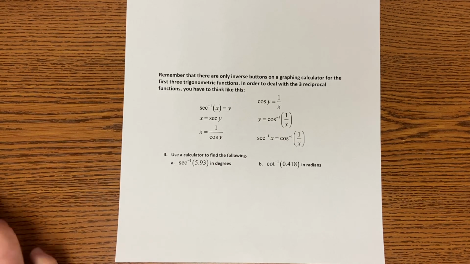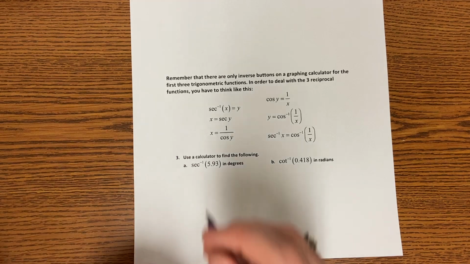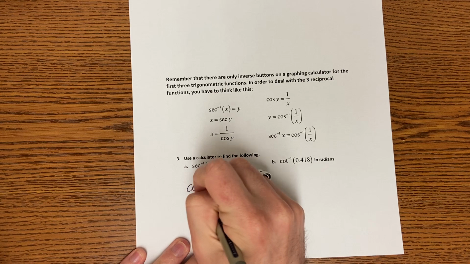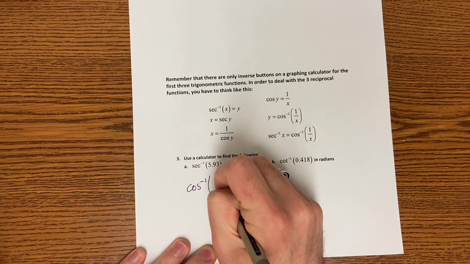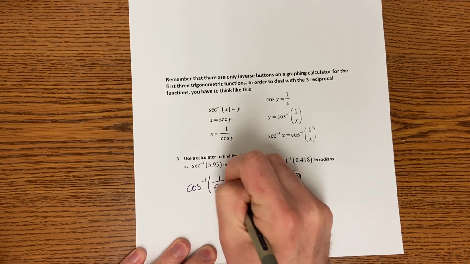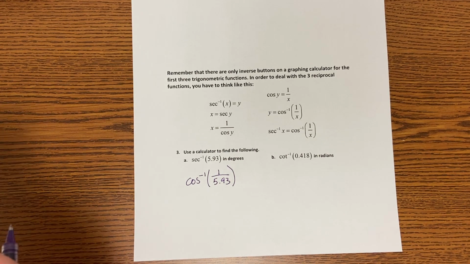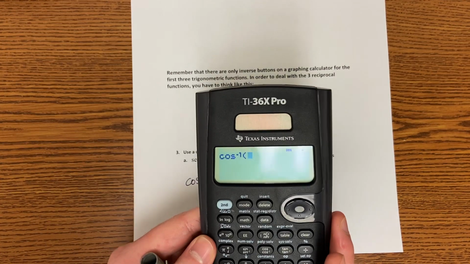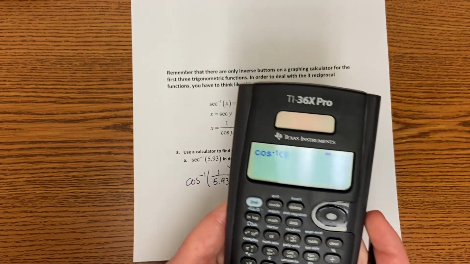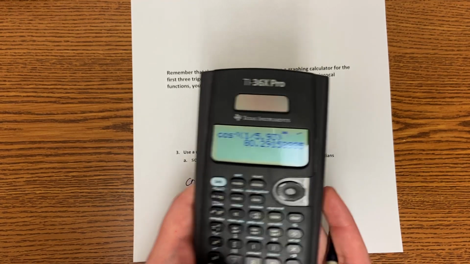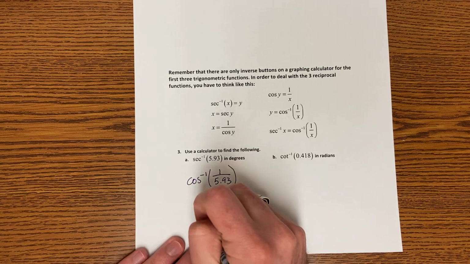So when you are doing secant inverse of 5.93, and there's no secant inverse button on your calculator, this is the cosine inverse, because they're reciprocals, of 1 over 5.93. Now because this asks for it in degrees, make sure if you're putting this in the calculator, you are in degrees. And then you'll find, depending on what kind of calculator you have, the cosine to the negative first power, and then you can put that 1 over 5.93 in to get 80.29 degrees.